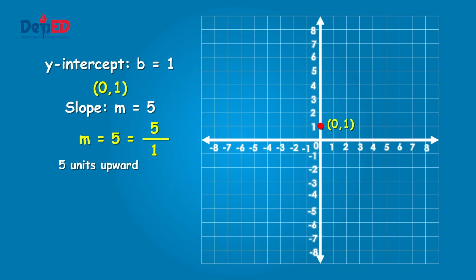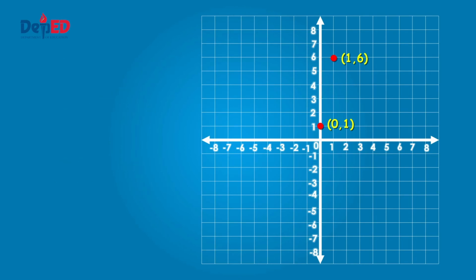Again, we will have 5 units upward, then 1 unit to the right of the y-intercept. Let's plot this point. We have (0, 1), which is on the y-axis. Then from this point, we take 5 units upward and 1 unit to the right. This is now our second point with the coordinates (1, 6). And last, connecting the points, we now have the graph of the linear equation -10x + 2y = 2.